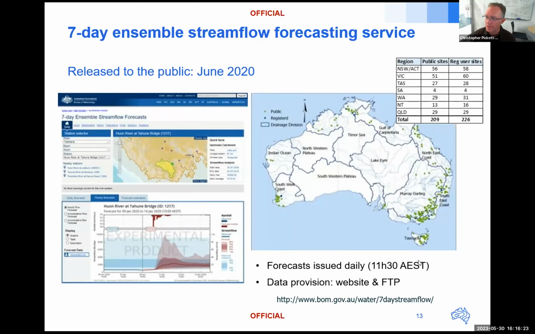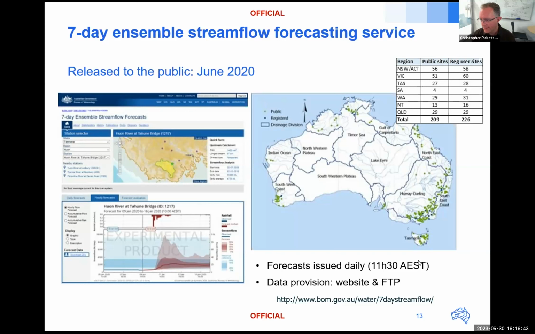It was released in June 2020. That was actually the ensemble-based version of this service. The deterministic-based version, a deterministic forecast, became operational, I think, in 2014. The ensemble-based forecasting service became operational in 2020.